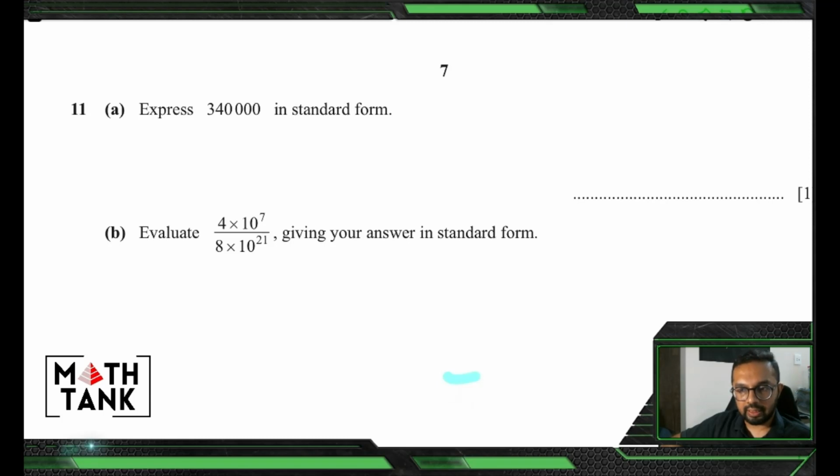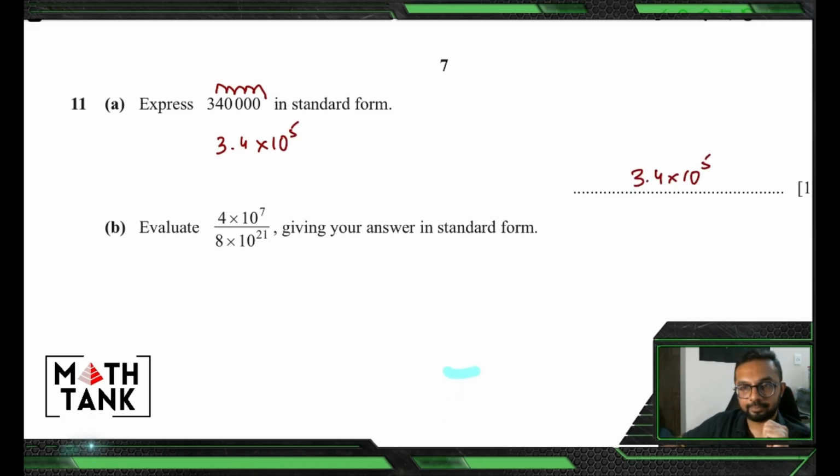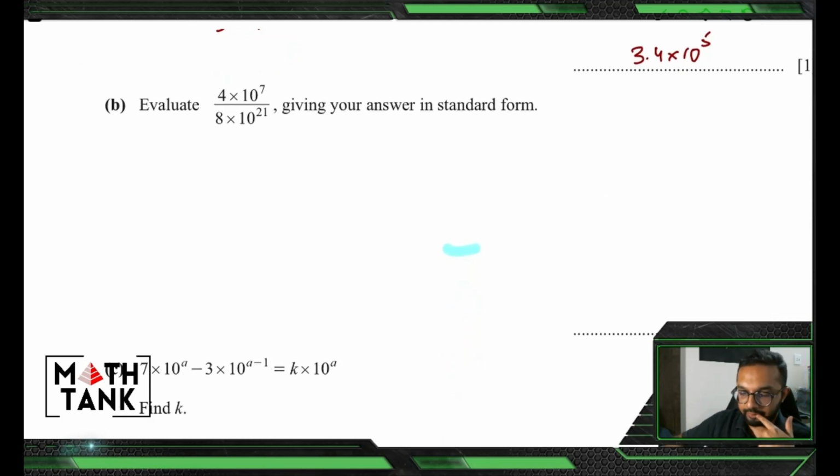This one says express 340,000 in standard form. So that's about moving the decimal places to the left. So 3.4, how many decimal places? 10 to the power 5. So 3.4 into 10 to the power 5. Okay, then 4 into 10 power 7, 8 into 10 power 21.